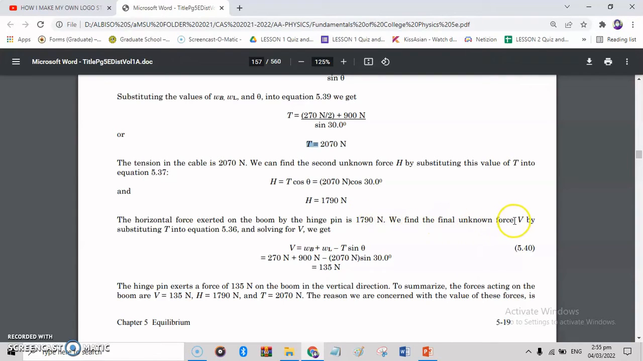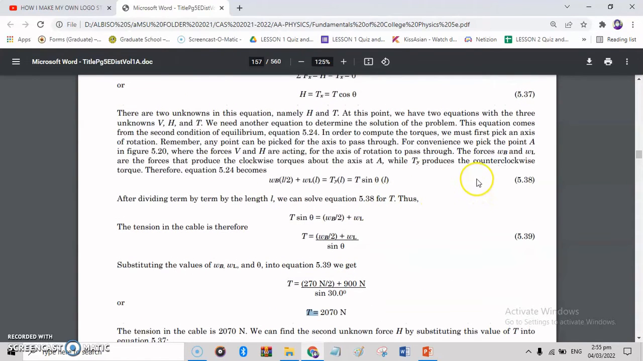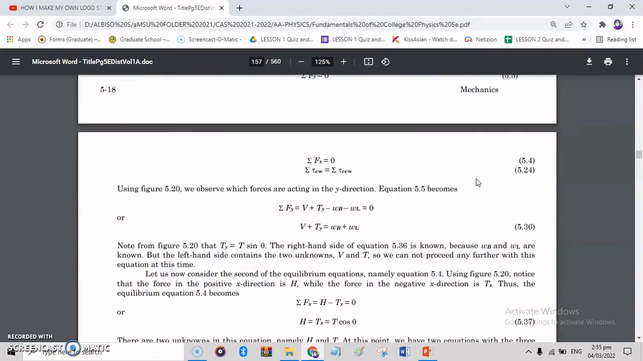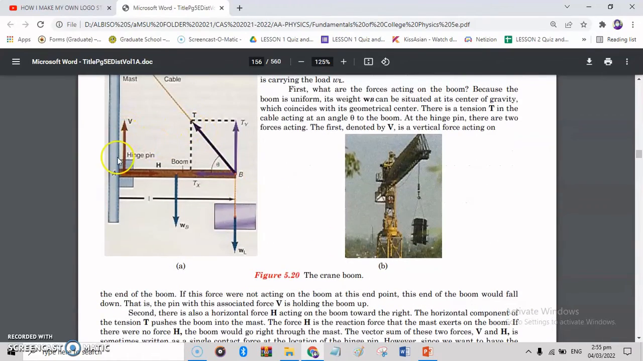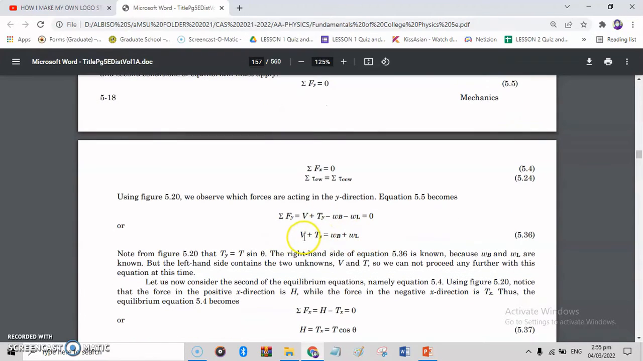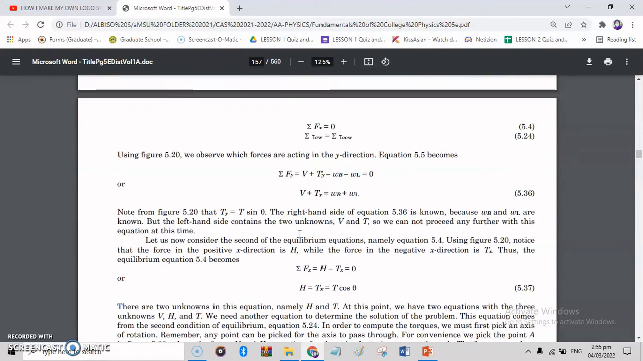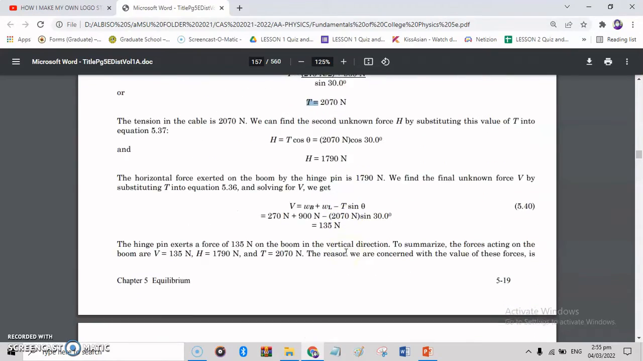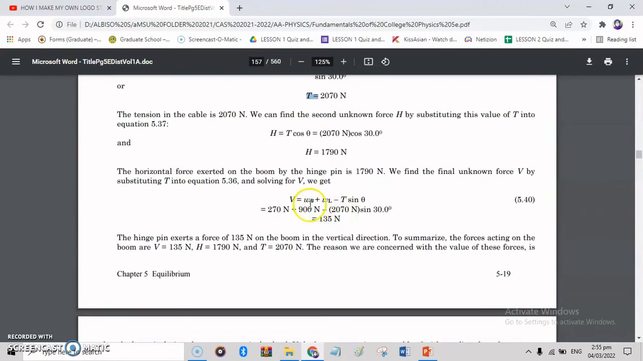And we find that the final unknown forces, vertical forces by substituting T into the equation 5.36, okay? If ever gusto mong malaman kung ano yung forces na ito, you can have it by substituting that into this one. Okay? Kasi meron ka ng value ni TY. Meron ka na rin yan. So, you can get that the vertical force is equals to 135 Newton.